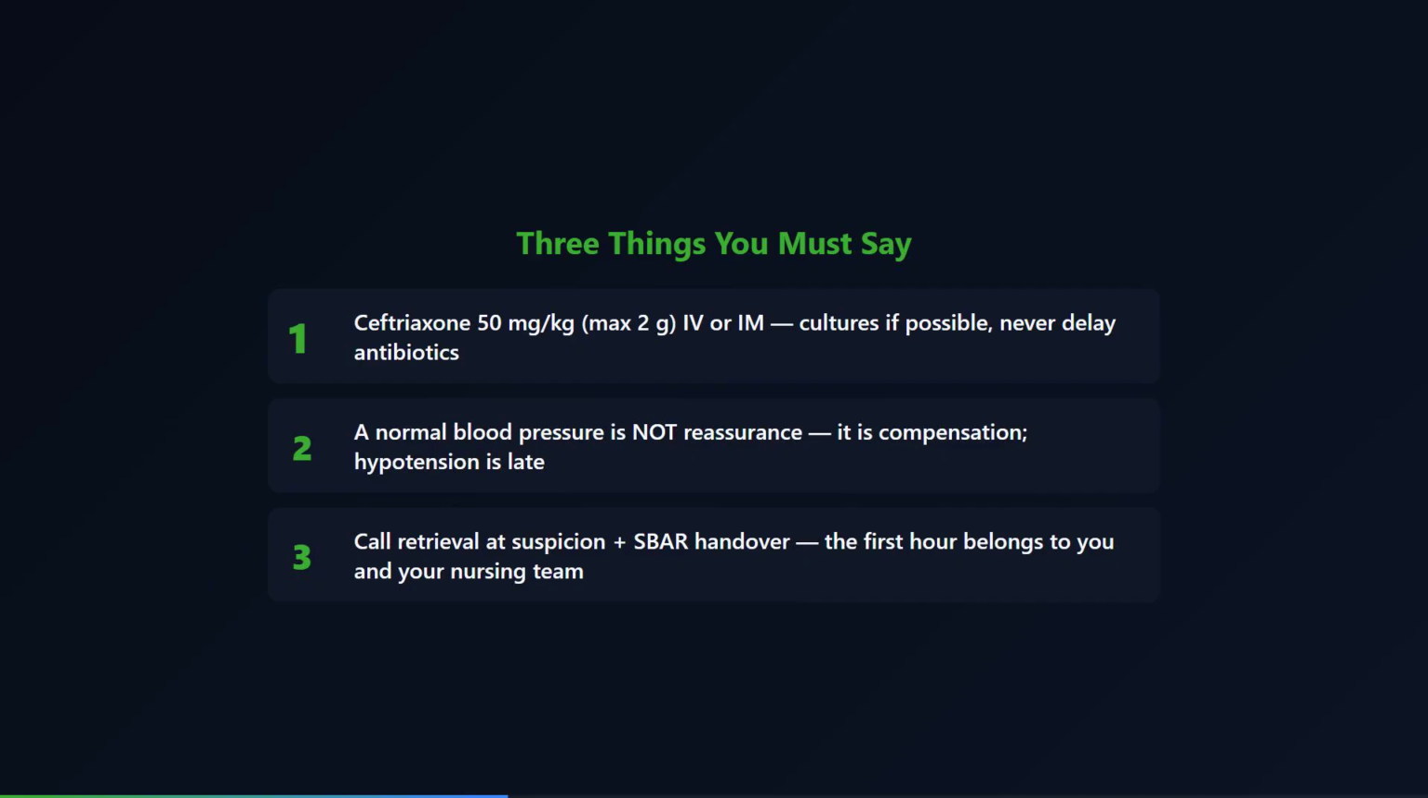And the sentence of the day. In pediatric sepsis, a normal blood pressure is not reassurance, it is a child still spending their reserve. 90 days out, that sentence, and the 60 seconds that follow it, are yours.